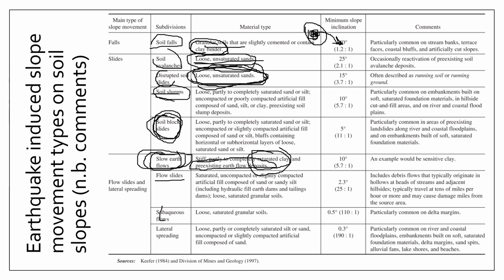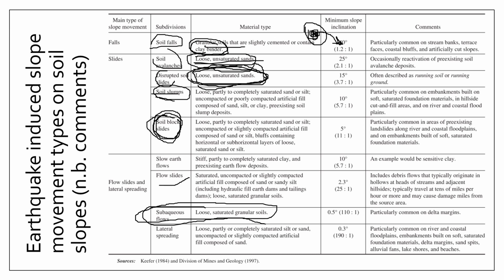And then you also have flow slides, which are just a manifestation of liquefaction. Flow slides are just liquefaction in embankments like dams or road embankments. But these are most common in dams, the flow slides. Subaqueous flows, I think this is happening in the coasts, but it's difficult to find examples of these ones. Lateral spreading, we've discussed that earlier.